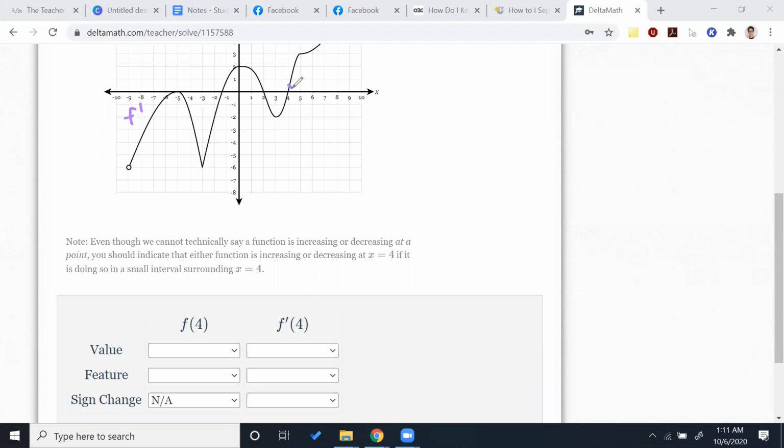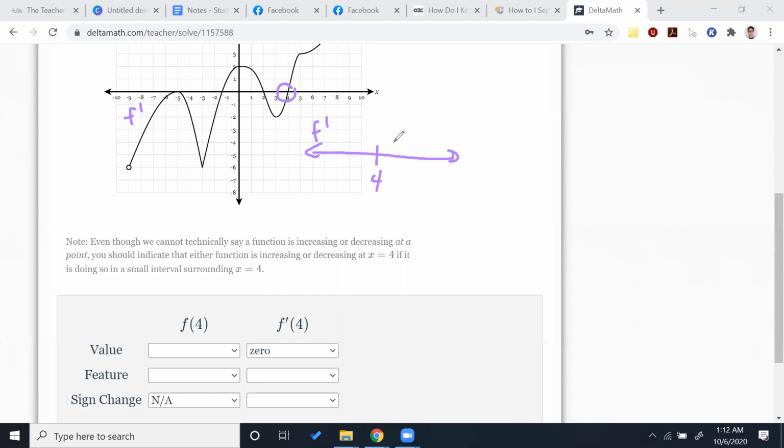F prime of 4. Okay, this time it's at 0, so this is a little tricky. But you go ahead and type that in. F prime of 4 is definitely 0. Now here's where it's interesting. If f prime of 4 is 0, then that goes on your first derivative chart.